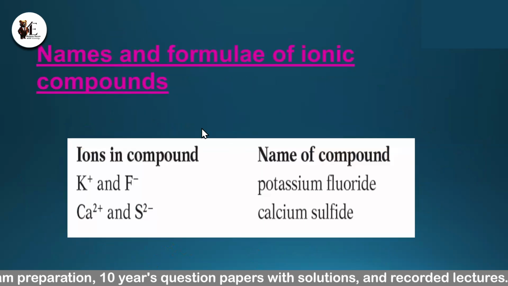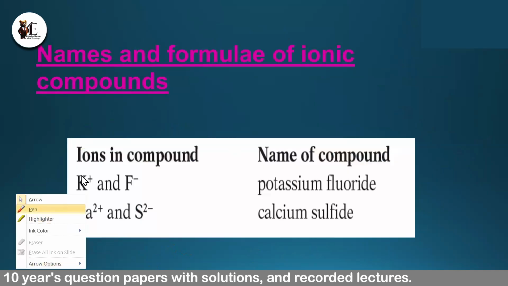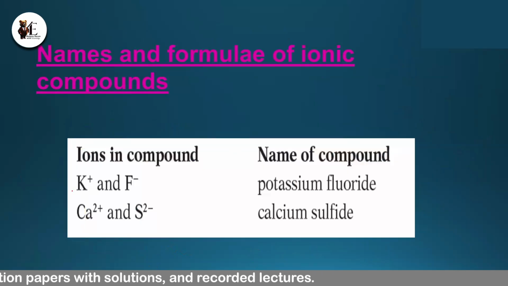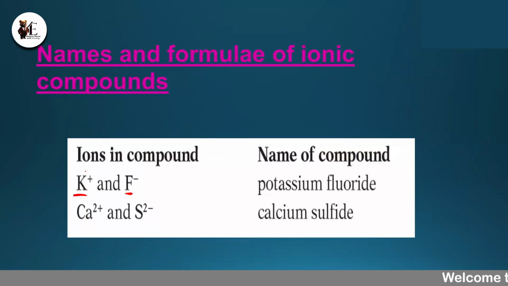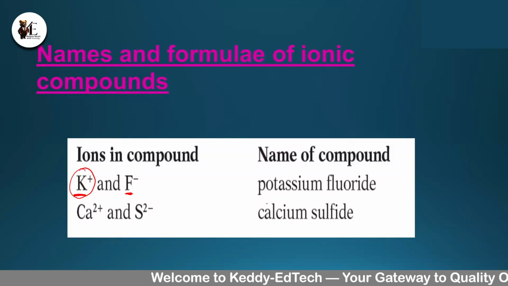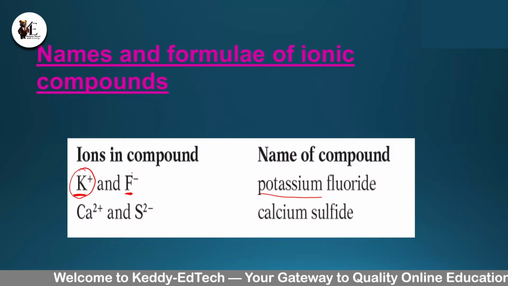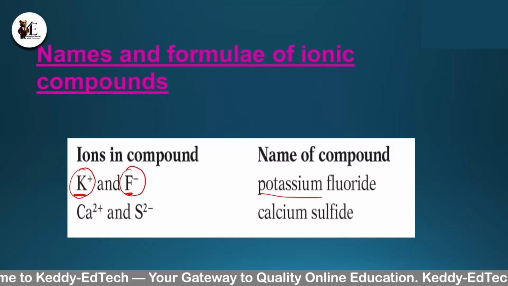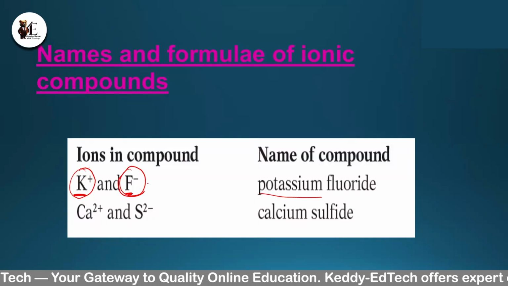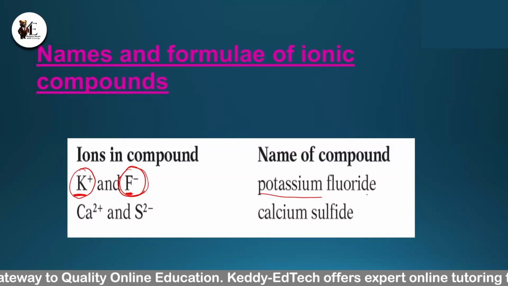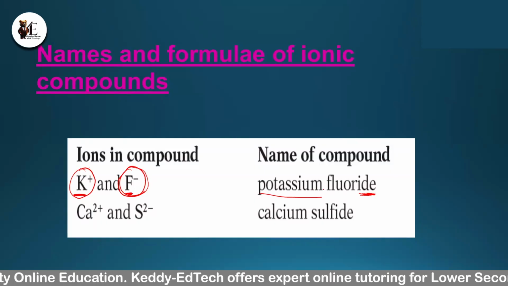Now, let us learn the names and the formulae of ionic compounds. For example, if we have a compound in which we have K plus ion and F minus ion, what should be the name of this compound? As I told you, this is your cation, the positive ion, a metal. Its name remains as it is: potassium. Now this is a negative ion, which is a non-metal. In the non-metal negative ion, we replace its ending with IDE, so it becomes potassium fluoride.